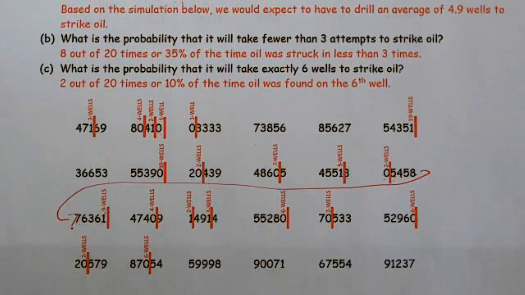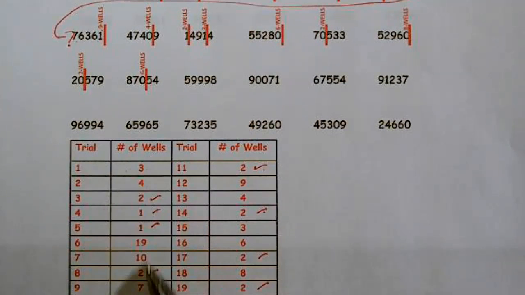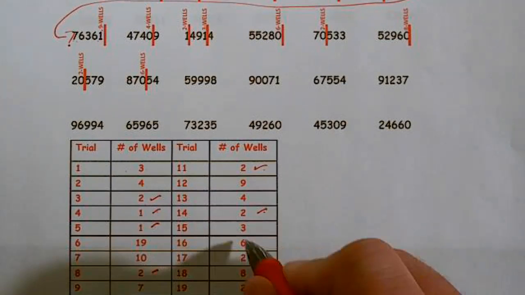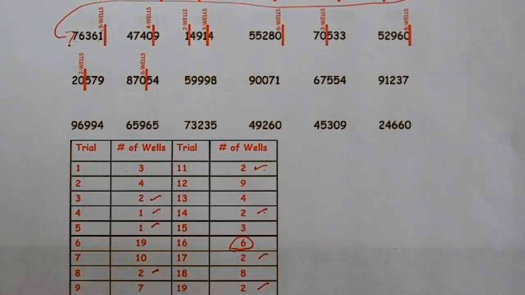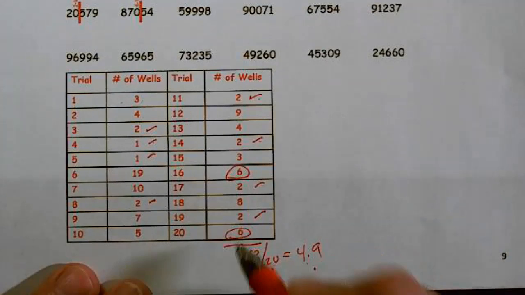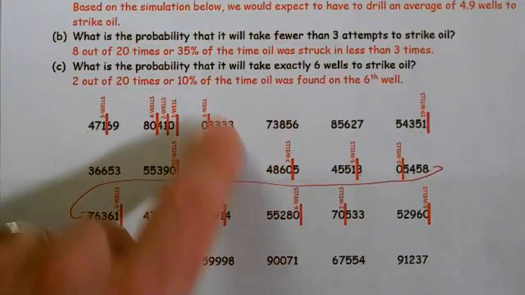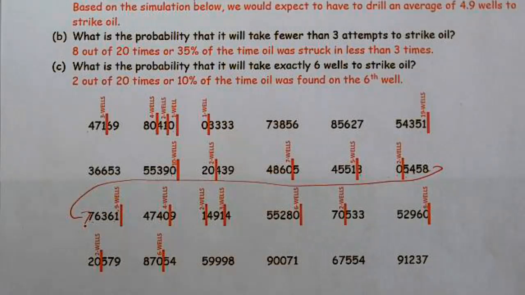What's the probability that it'll take exactly 6 wells to strike oil? Well, in that case, I'm sitting there looking for a 6, and I have a 6 right here, and I have a 6 is the very last one. So 2 out of 20 times, or 10% of the time, I found oil on the 6th well that was drilled. All right, and that concludes this one, and we will do one more in the next video.